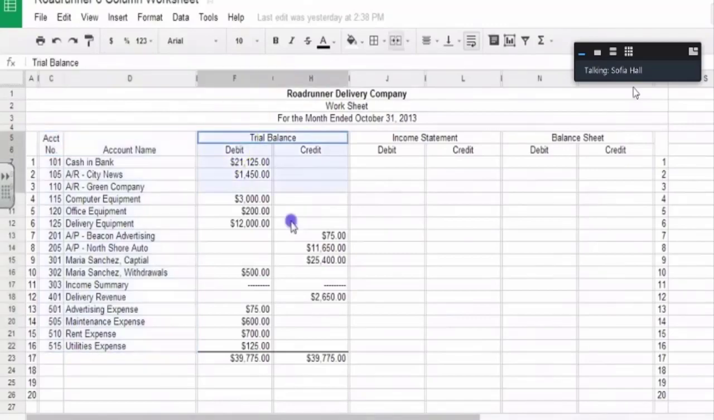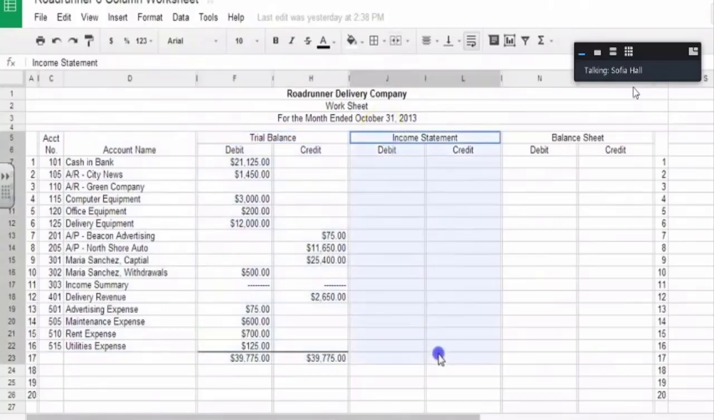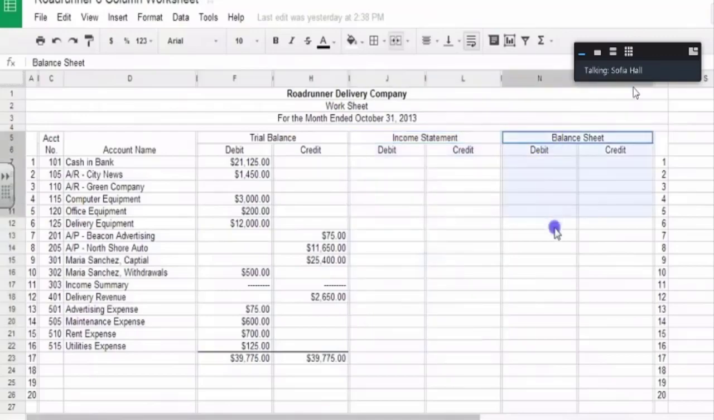Section 3 is our trial balance, and it includes a debit column and a credit column. Section 4 is our income statement column, which includes a debit and a credit column. And the last section is the balance sheet section, which includes a debit and a credit column as well. The whole purpose of this worksheet is to start to compile information that is going to be included in the financial statements that we're going to prepare later.